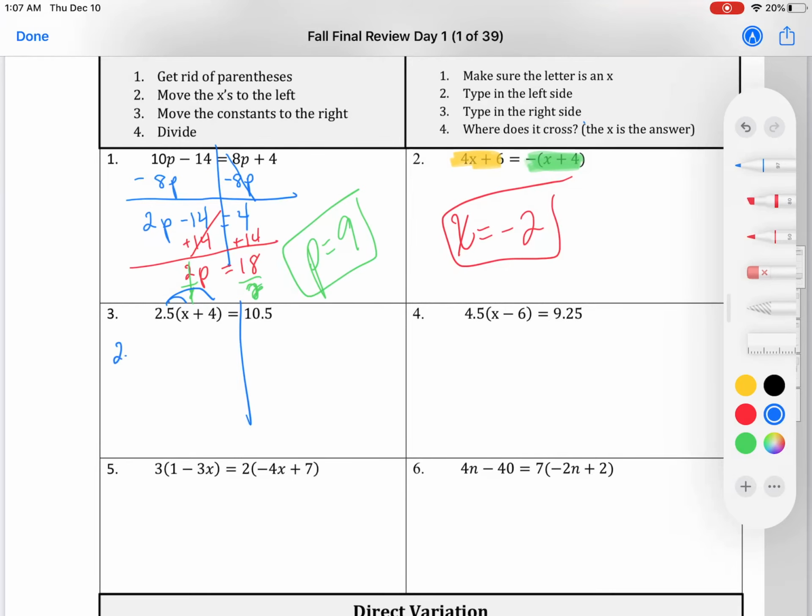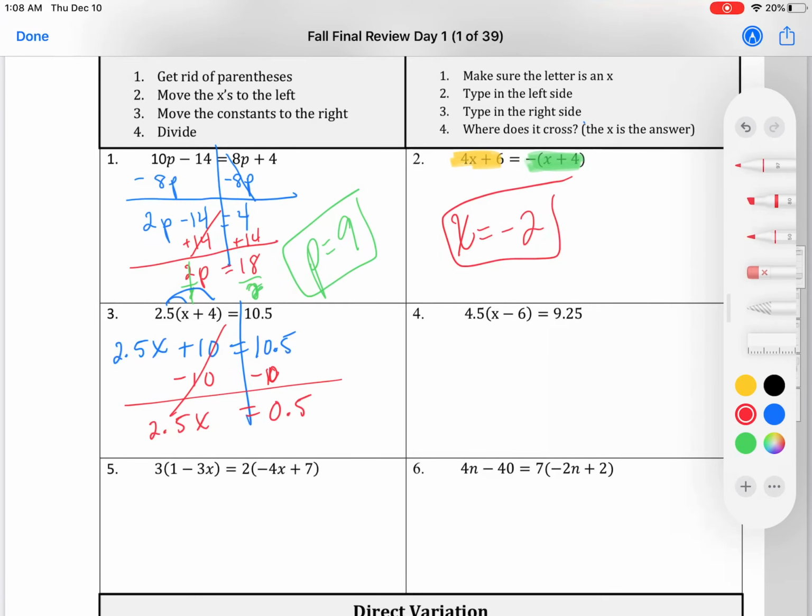2.5 times x is 2.5x. 2.5 times 4 is the number positive 10. Then we bring down the 10.5. So to get rid of parentheses, we do something called distributing. Next step, move the letters to the left. All of the letters are already on the left, so I can move on. Now it's an easy 2-step equation, minus 10 and minus 10. That makes these go away. That leaves me with 2.5x equals 0.5.